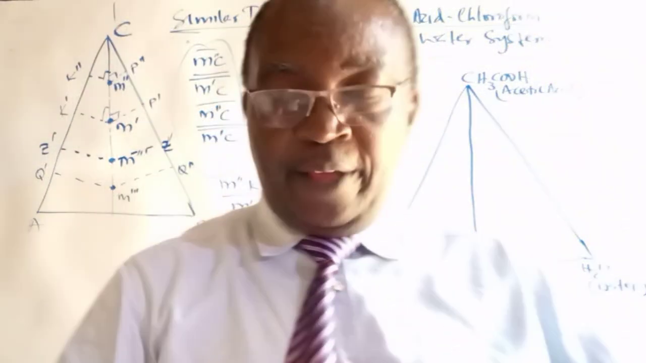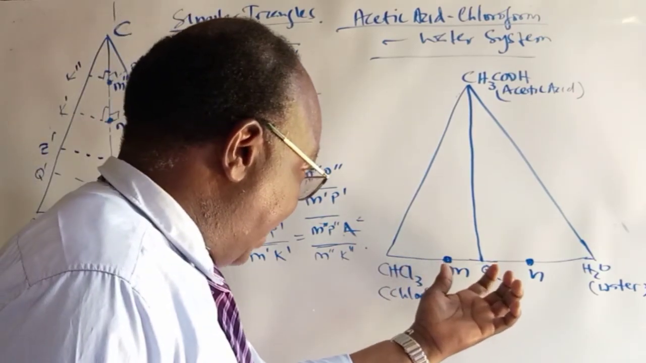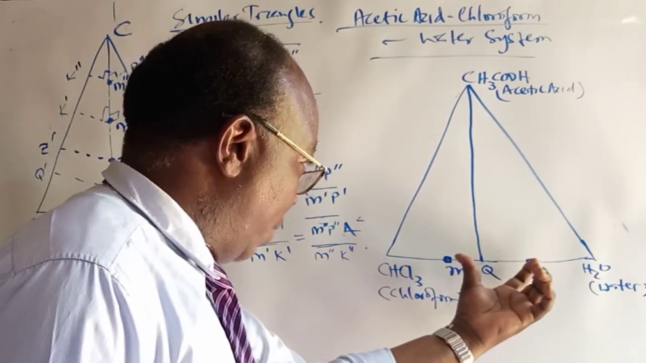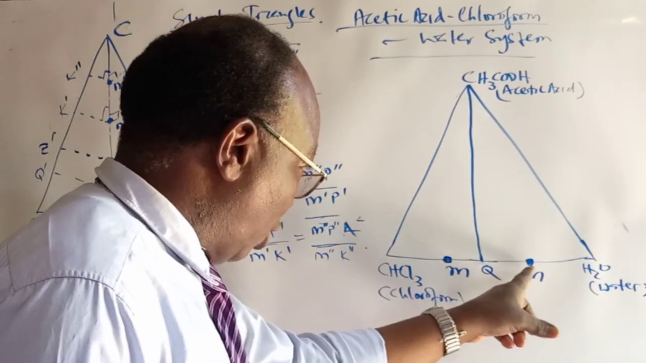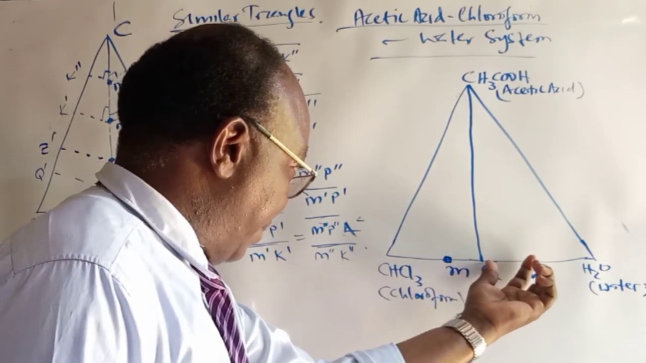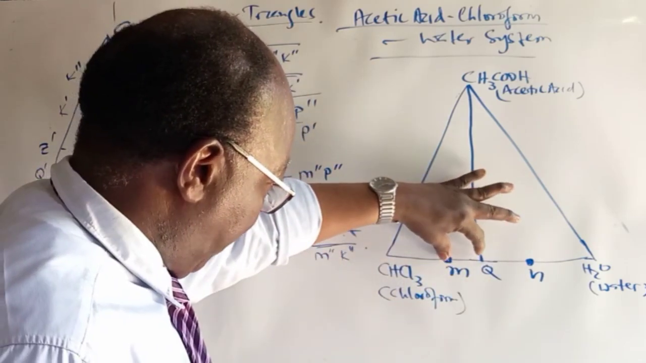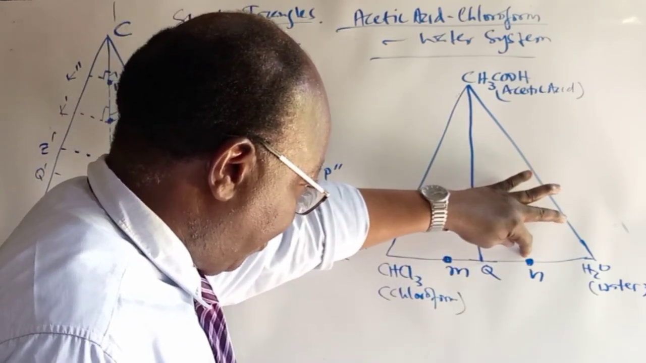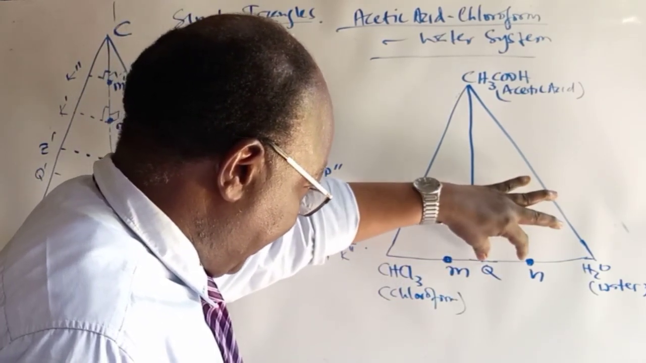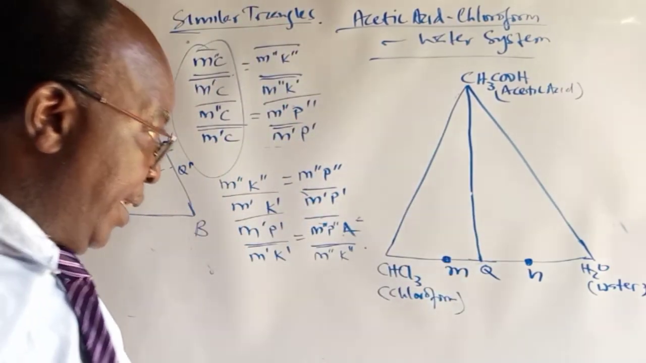I encourage you to go through those lectures for completeness, so that you will find that using the lever principle, you can tell the relative amounts of N and M just from the length of the segment. This segment here, MQ, represents the composition of N. This segment here, QN, represents the composition of M.